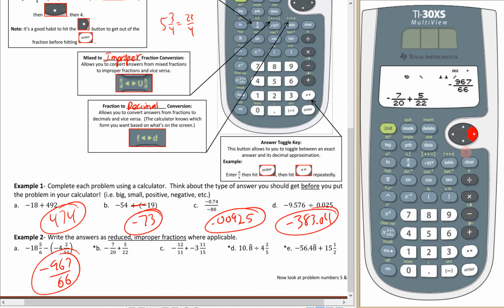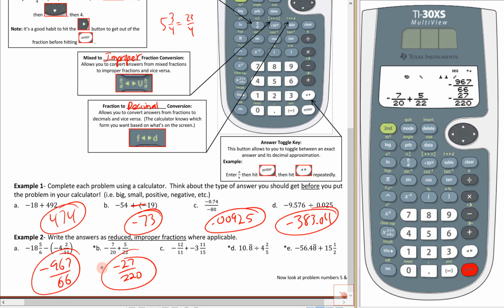Okay, hop outside there. Looks like we're in good shape. Looks correct. So I'm going to hit enter. The answer is negative 27 over 220. So negative 27 over 220. If you're getting the idea here, then you're doing great. Okay, I do want to take a look at C before we go on and do these last two, because these last two are pretty interesting ones.